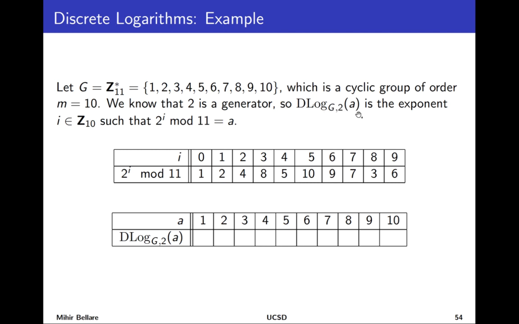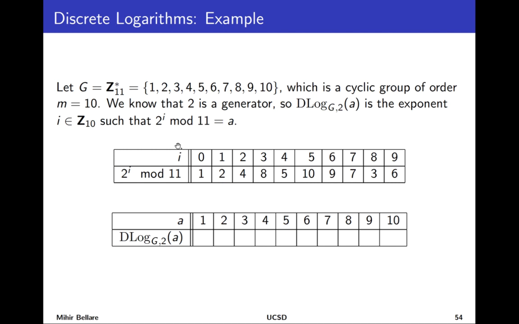But let's try to figure out what it is. By definition, it returns the unique i such that 2 to the power i is A in the group. Since the group is mod 11, that means 2 to the power i mod 11 is A. The range of i is in Z10 because it ranges from 0 up to 1 less than the order of the group. The order of the group being 10, it stops at 9.